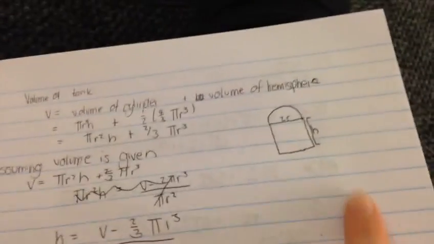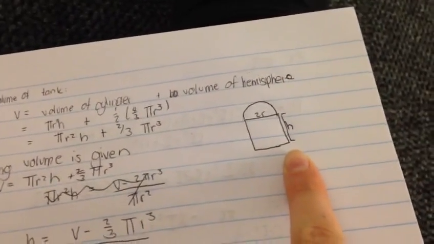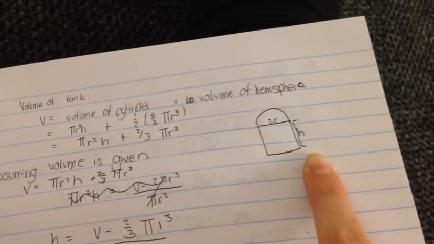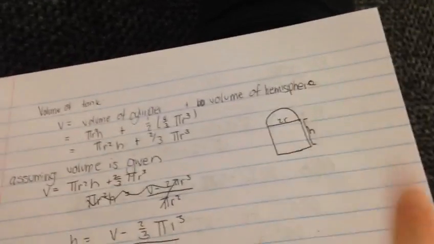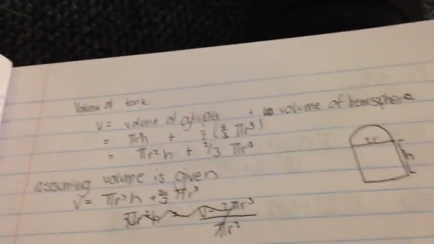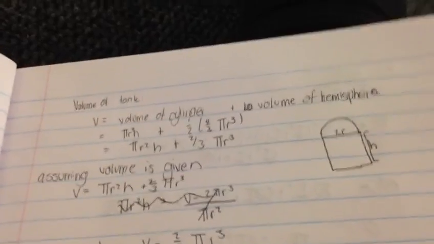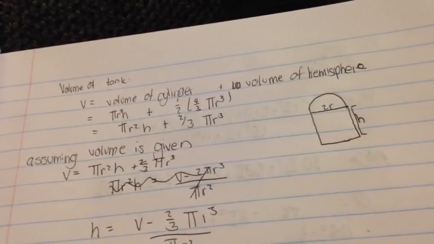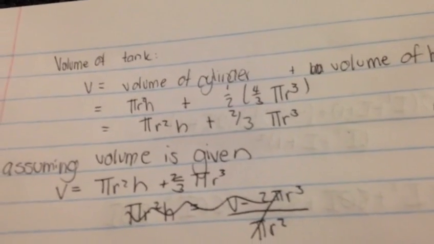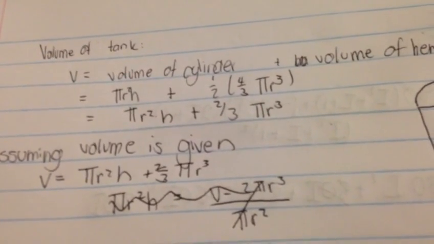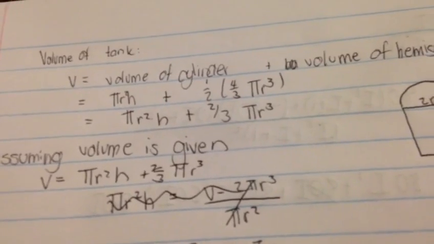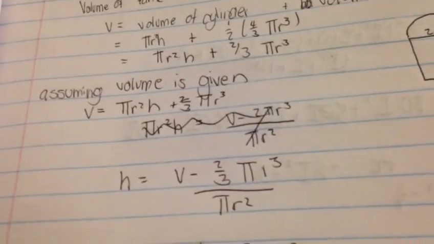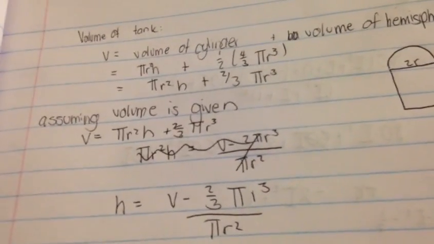Because I'm terrible at art, this is my little diagram. From this, we can show that h is the height of the right circular cylinder, while r is the radius, so before you get confused. Then I start with the volume of the tank, which is the volume of the cylinder plus the volume of the hemisphere, equal to pi r squared h plus 2 over 3 pi r cubed. As the volume is given and is seen as a constant, we can then figure out h from this.